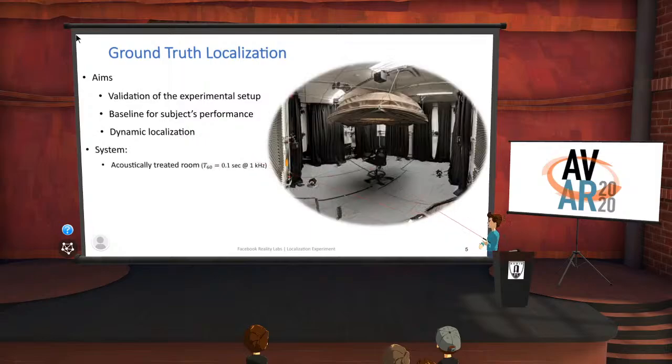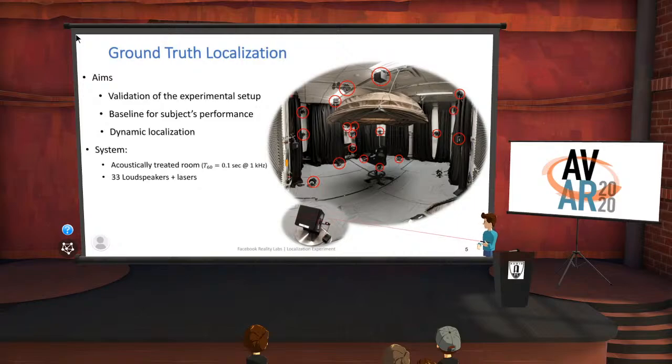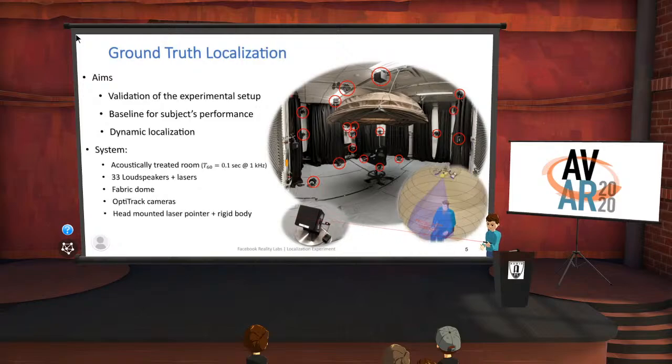So we built the system in an acoustically treated room with a reverberation time of around 0.1 second at 1 kilohertz. In the room, we have 33 loudspeakers. You can see some of them in these red circles. On each loudspeaker, we have a laser pointer on top. This is for training purposes, as I'll explain later.